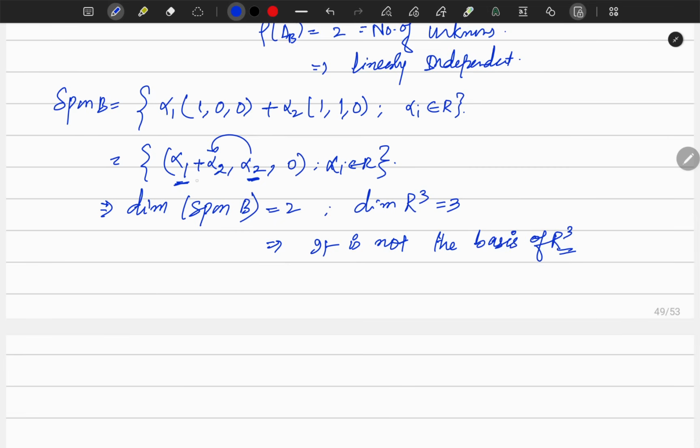It is creating a subspace that has the property: alpha 1 plus alpha 2, alpha 2, and 0. Okay, clear? Clear to everyone? So similarly, they may ask you more questions on the basis, whether this is a basis or not. You have to check it in a similar way. I hope everyone has got it.